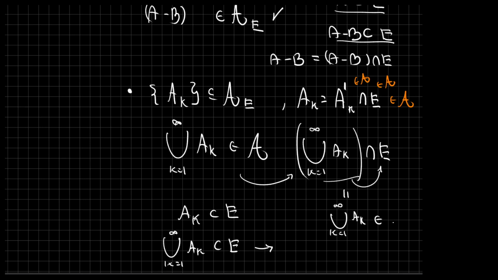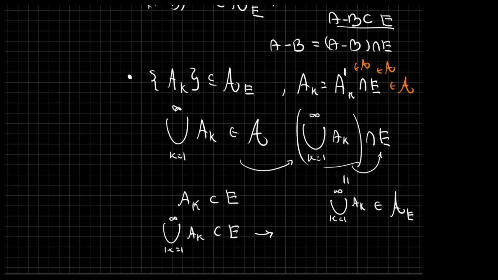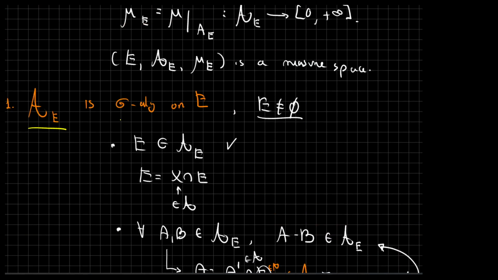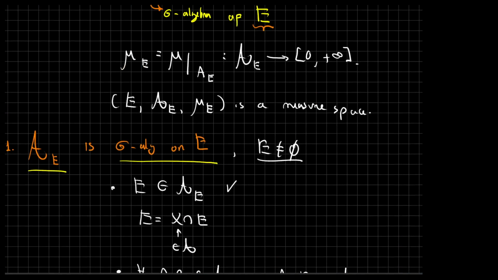So this will be our element. Once again, because this was an element of the sigma algebra, and given that this element is here, then its intersection with E will be an element of this set. But it happens that the intersection with E is equal to the same element, so we have this. And with this we conclude that this element A sub E is in fact a sigma algebra of E. So this is the first part.